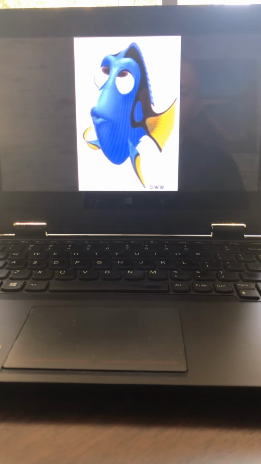Let's start by making a list on a Venn diagram of all the things we know about Dory. So put your thinking caps on and think about all the things you know about Dory that are different from Marlin.